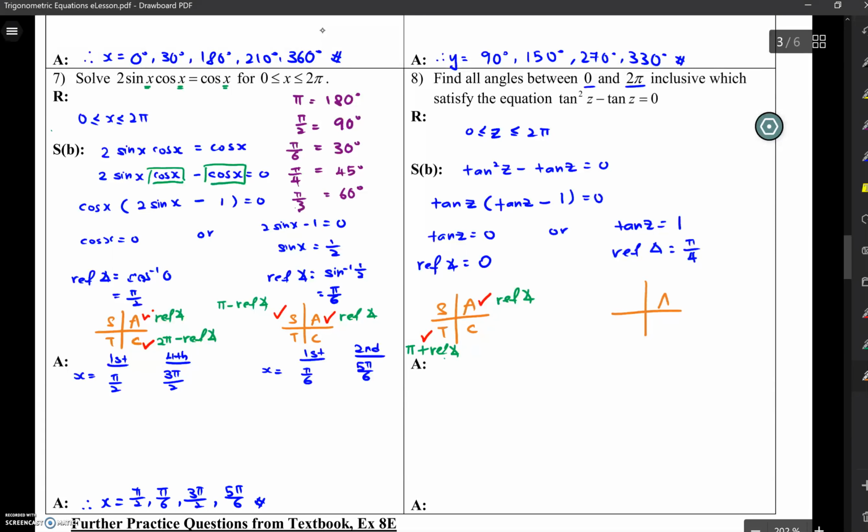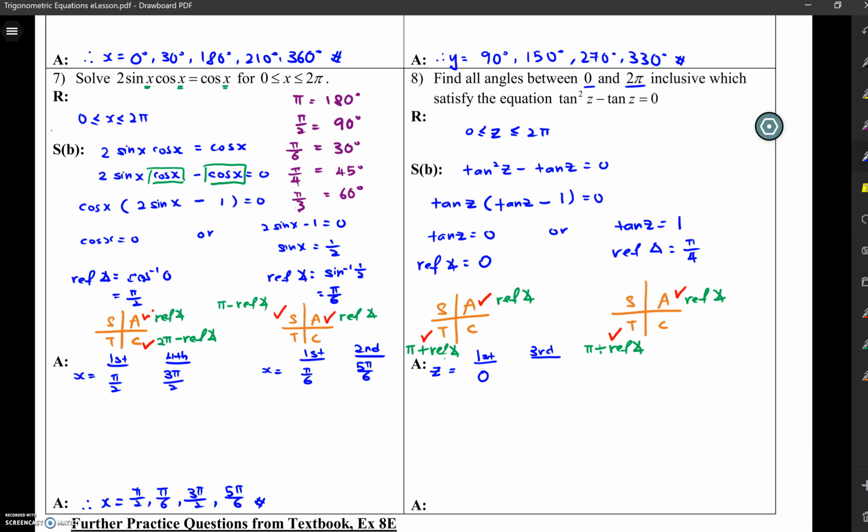Now, similarly, we will do this ASTC for the second one. For tangent to be positive again, we will have answers at the first and third quadrant. First quadrant being just the reference angle, and third quadrant being pi plus the reference angle. Okay, everyone clear here? And finally, we are at the step where we will try to solve for z. So our z is just equal to the answer in the first quadrant and the third quadrant here. First quadrant is just 0 radian.